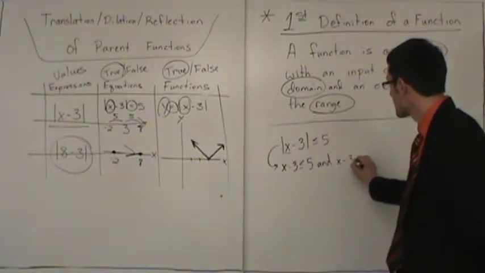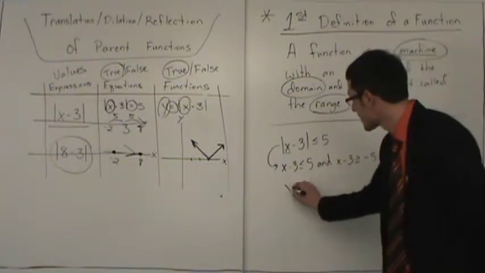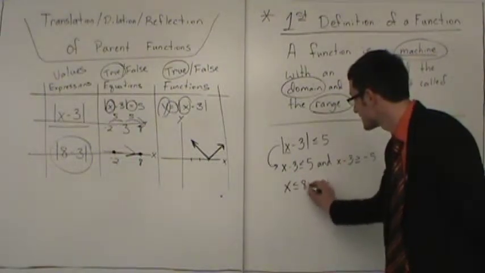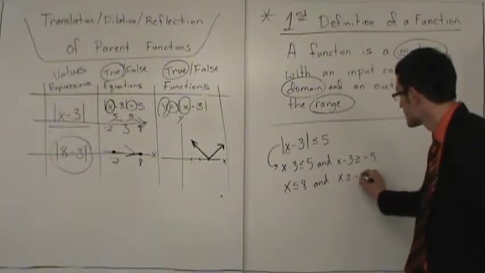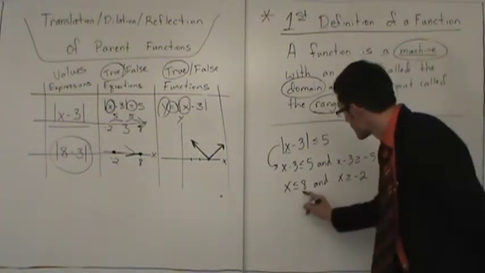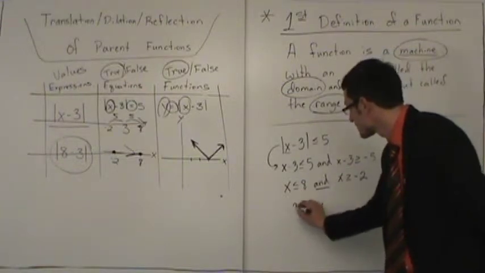x minus 3 is greater than or equal to negative 5. Remember, flip the sign, add 3, we get x is less than or equal to what? 8, and add 3, we get x is greater than or equal to negative 2. Okay? Remember, and statements have to be compressed. x between 2 values. Between the values negative 2 and 8.